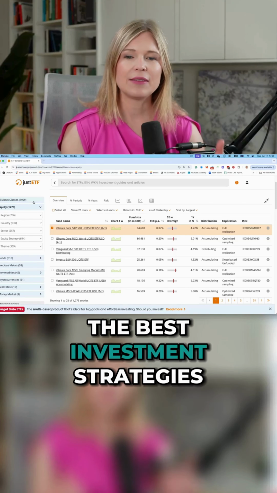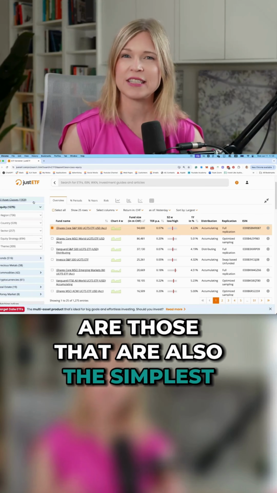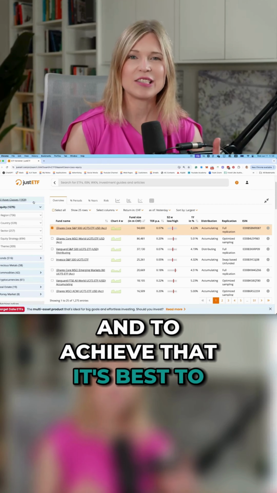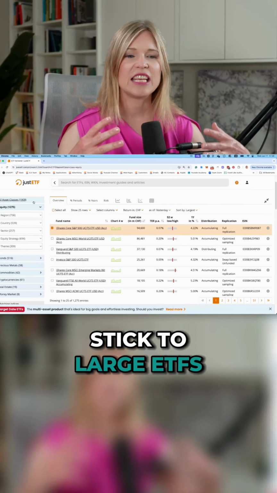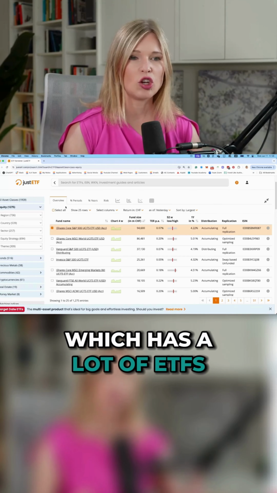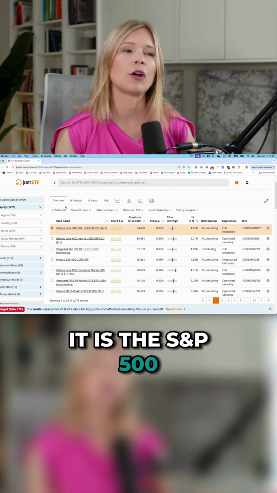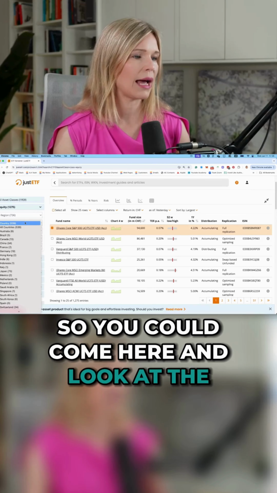The best investment strategies or the best portfolios are those that are also the simplest. And to achieve that, it's best to stick to large ETFs. For example, one of the most well-known indexes, which has a lot of ETFs tracking it or replicating it, is the S&P 500. And so you could come here and look at the United States.